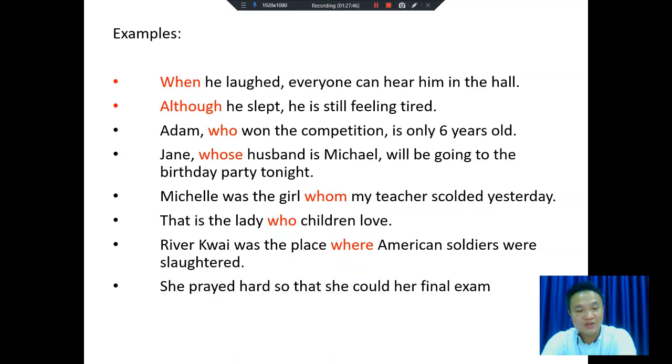So I'll just jump to the last one. She prayed hard so that she could, there's a mistake here, she could pass her final exam actually. She could pass her final exam. There's a missing word there, I'm sorry. So, she prayed hard so that she could pass her final exam. So that here we can see is a subordinating conjunction. So this one is also a complex sentence.